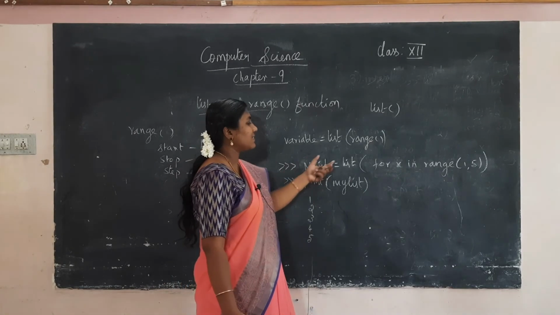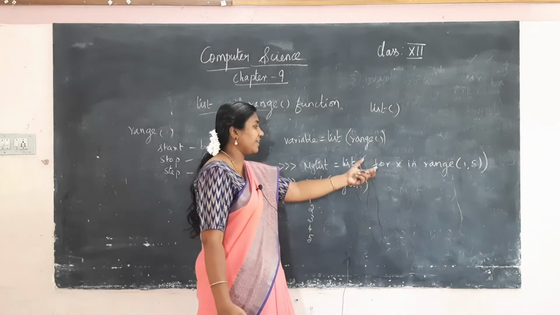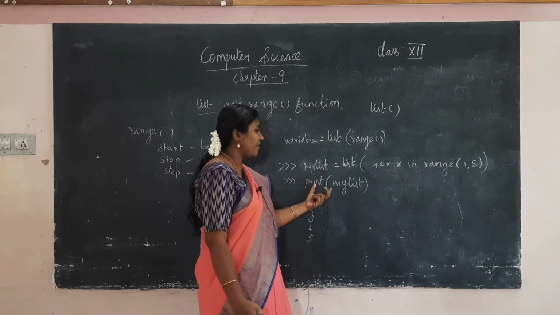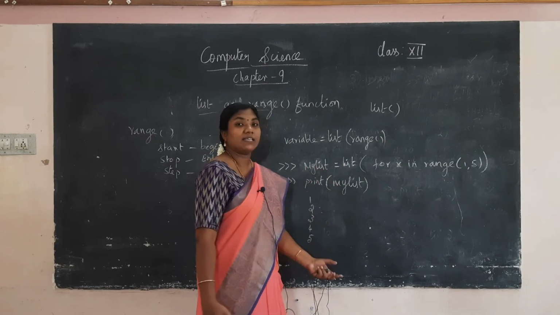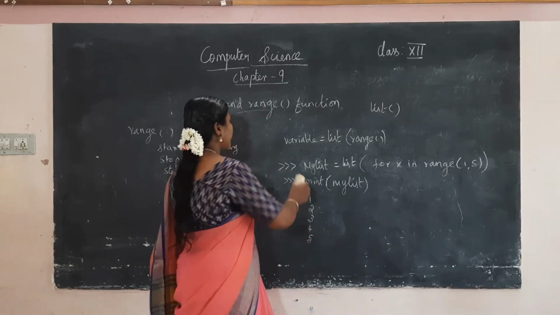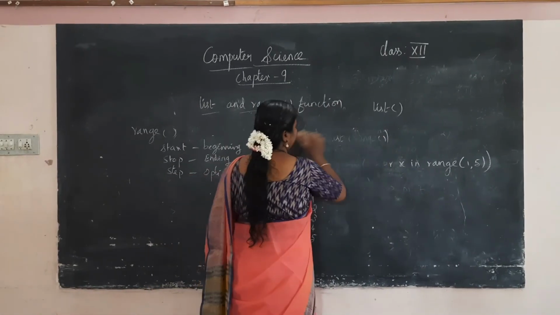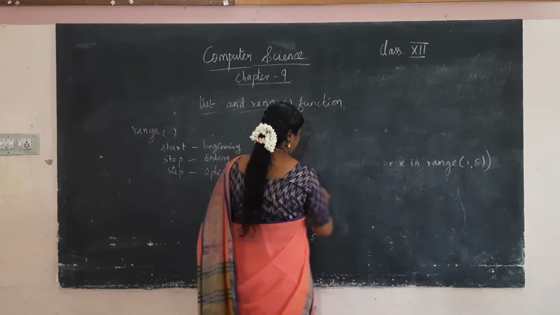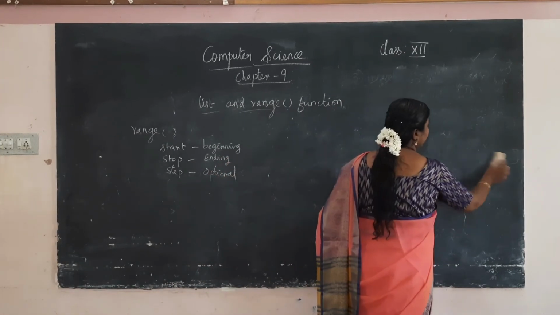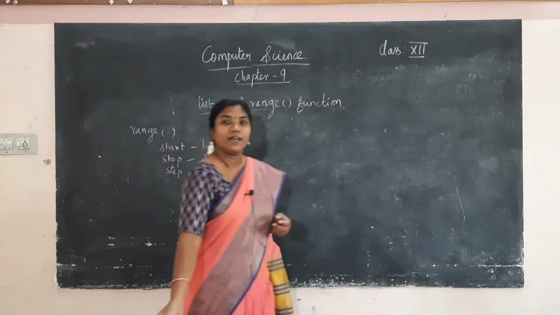Clear? So my list for x in range 1, 5 has been created as a list and it is stored in a variable my list. So if I print my list, it will print the elements which have been stored in the list. You can use the range function with a for loop for a list in many ways.